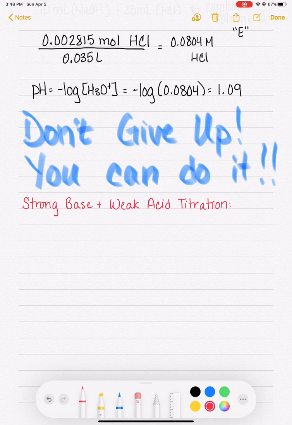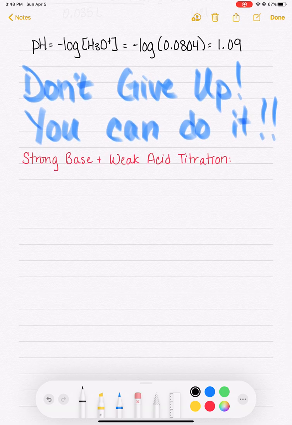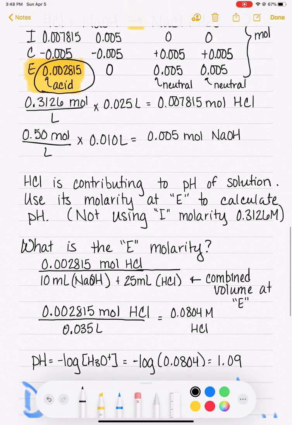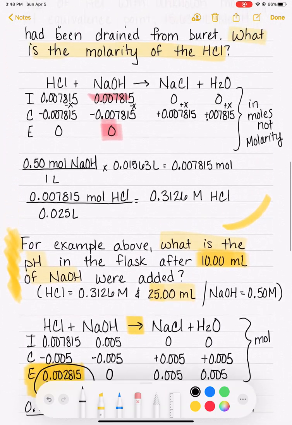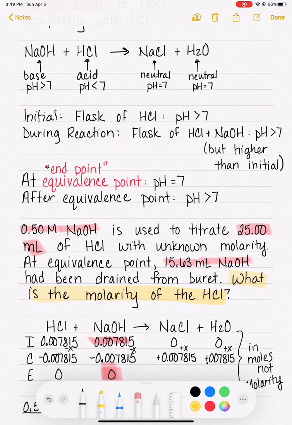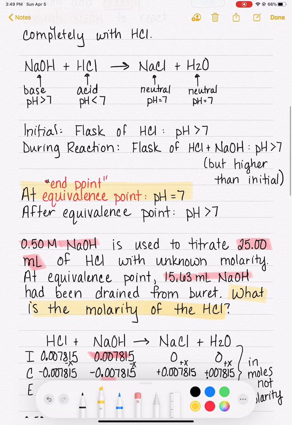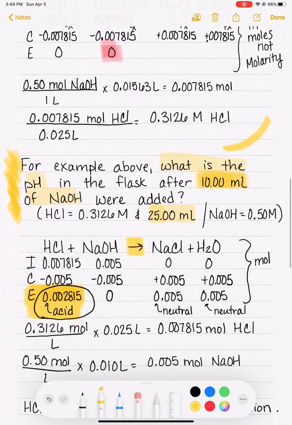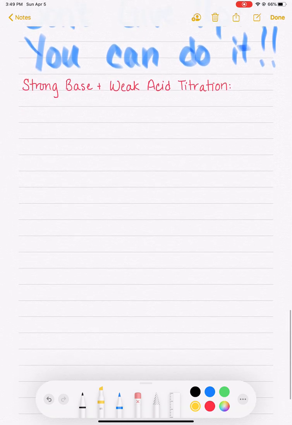So the problem that we have with a strong base and weak acid titration has to do with the pH during the titration and also at the equivalence point. When we're doing a strong acid, strong base titration, one of the things that we definitely know is that at the equivalence point, the pH of our solution is going to be 7, because the products of a strong acid, strong base titration are neutral. And so we can rely on that, and it helps to make the calculations quite a bit more simple.